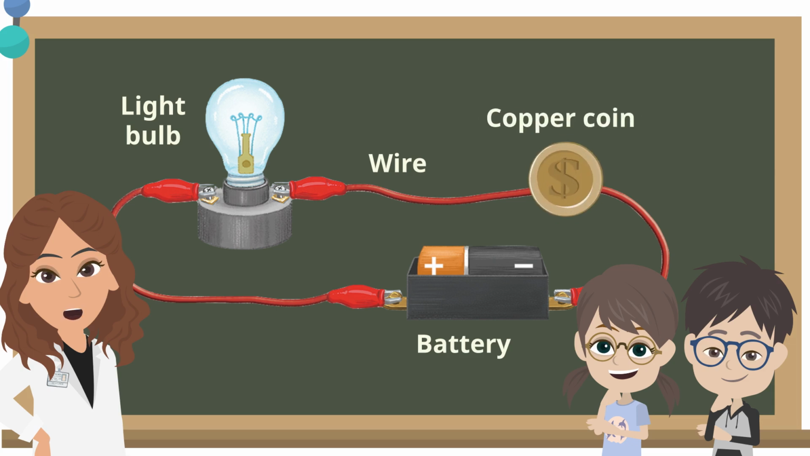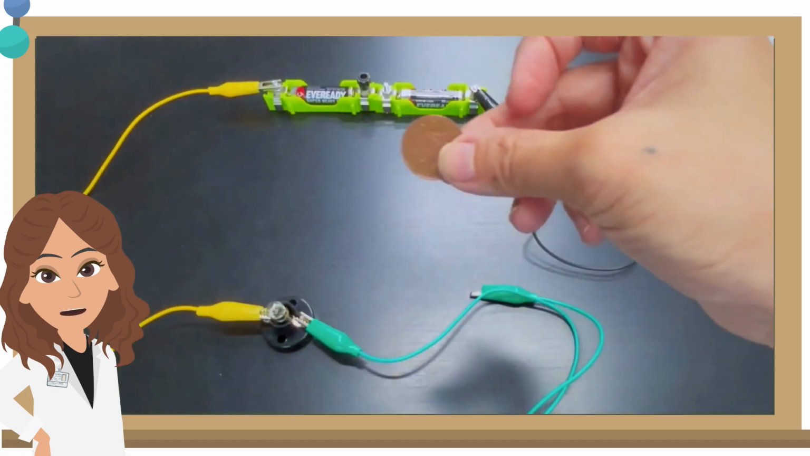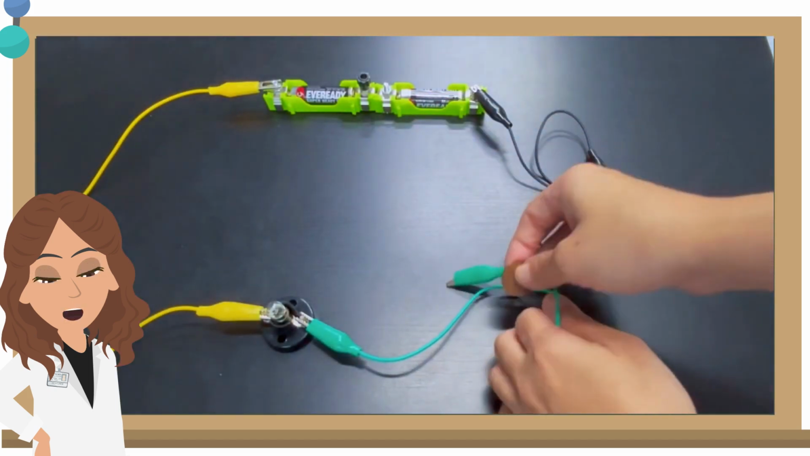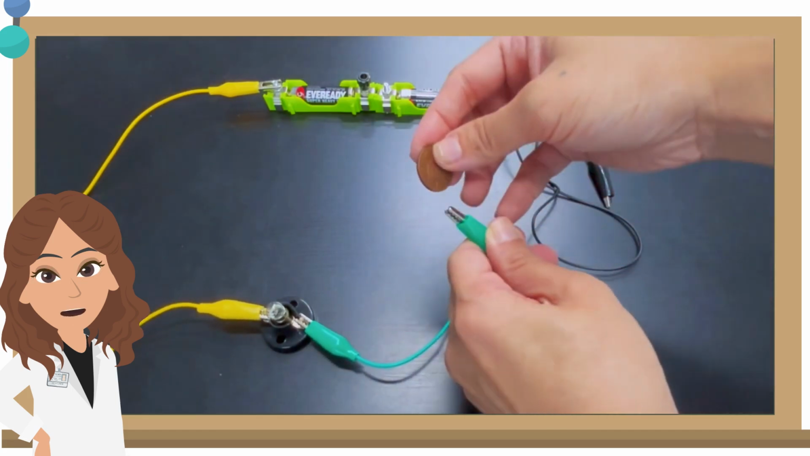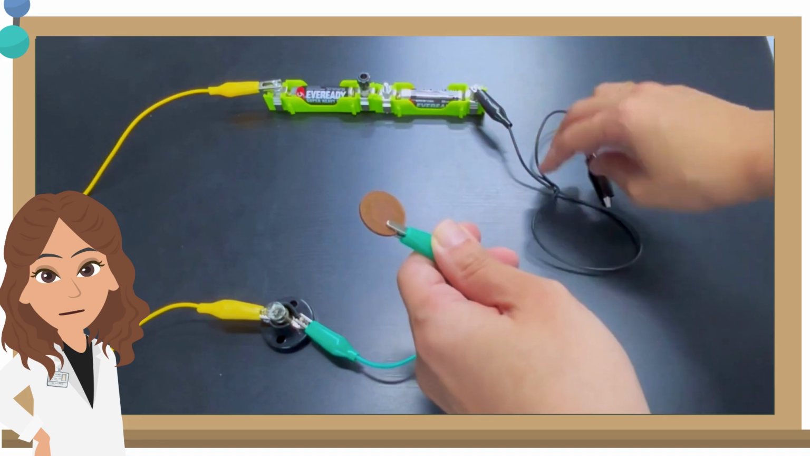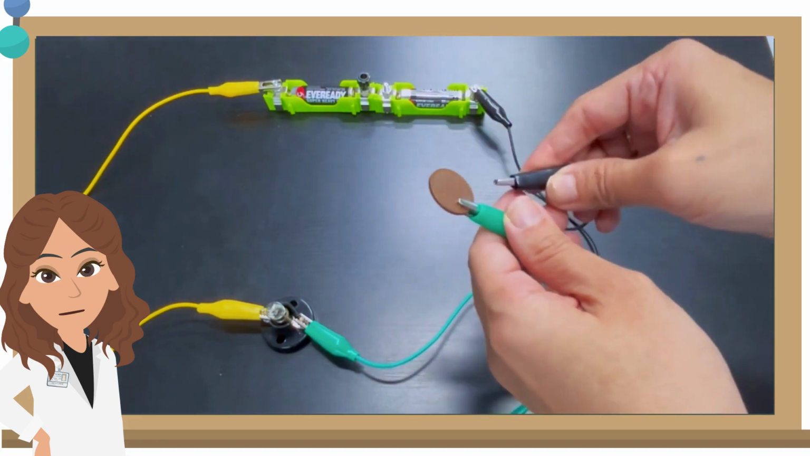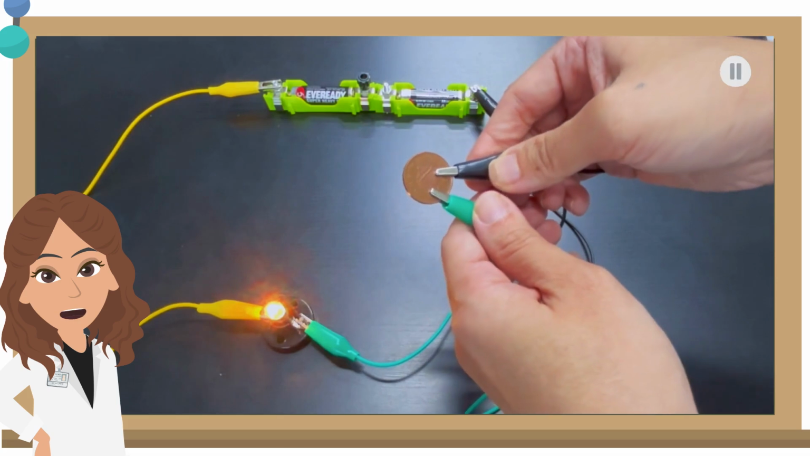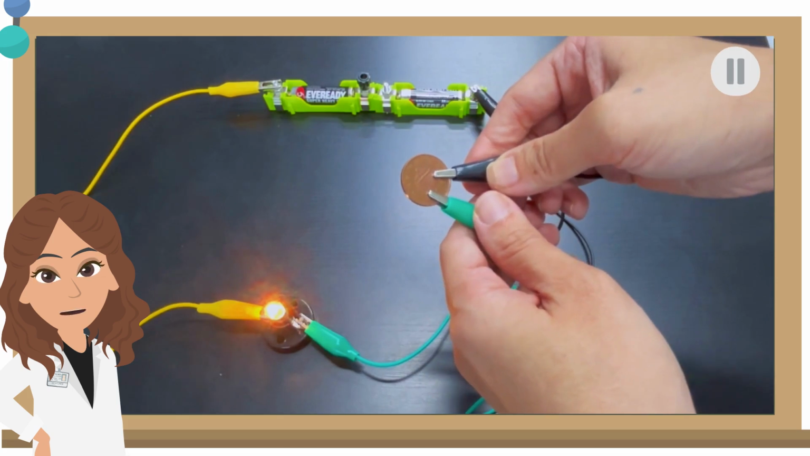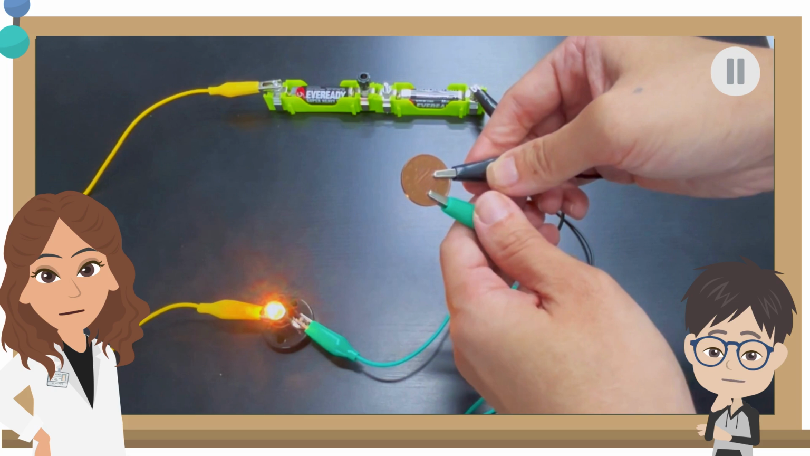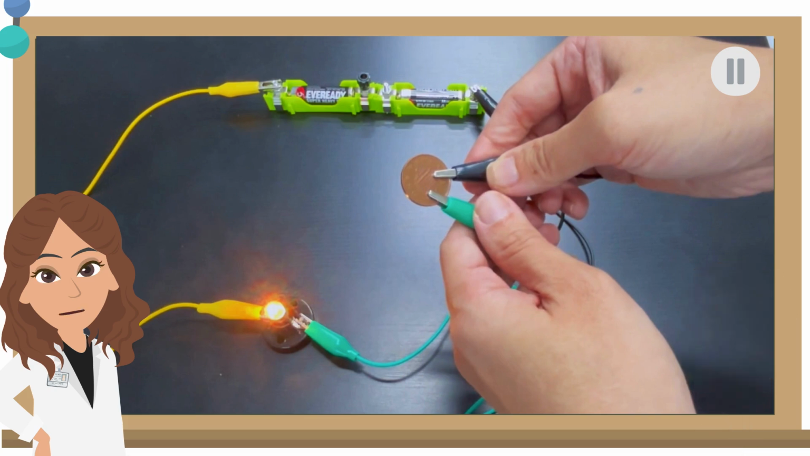Let's use the copper coin as our first test material. Include the copper coin as part of the circuit by clipping a wire to two of its ends. Observe what happens to the light bulb. What did you observe? Pause the video and share your observation with your classmates. The light bulb lit up. Yes! This means that the copper coin allows electricity to flow through.